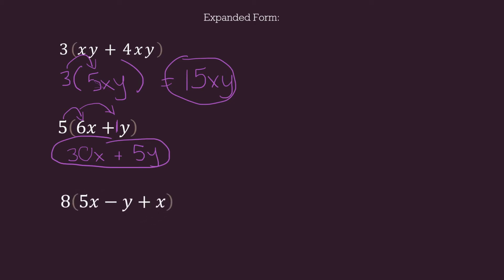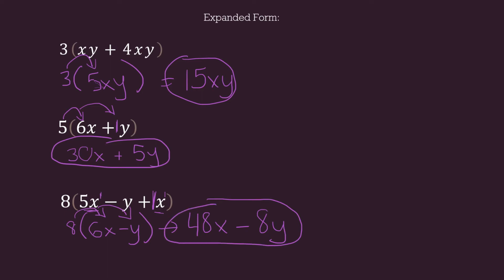For this last problem, I'm going to look again inside the parentheses. And again, I can see that there's x to the 1 here and x to the 1 over here. You could put an imaginary number here. These are like terms, so I can put them together and rewrite the problem as 6x minus y. And then I just multiply inside with the 8. That's going to give me 48x minus 8y. And there's your answer for that one.